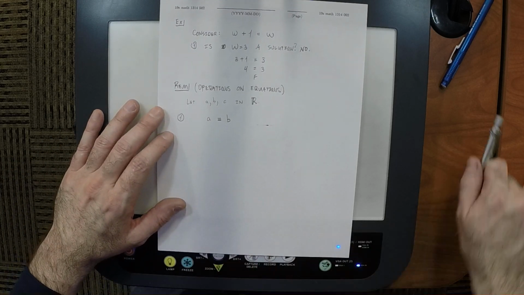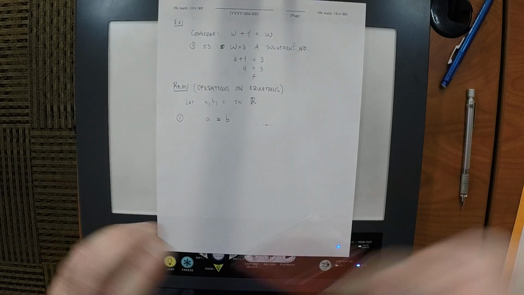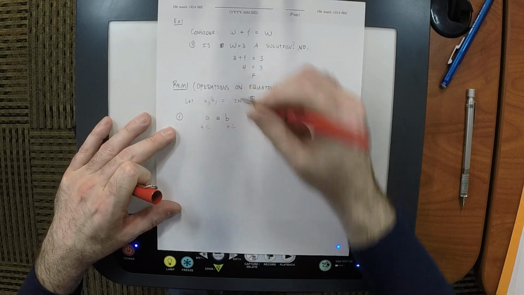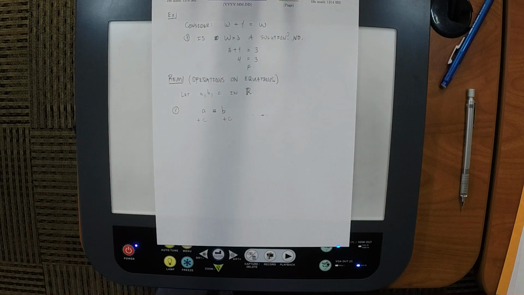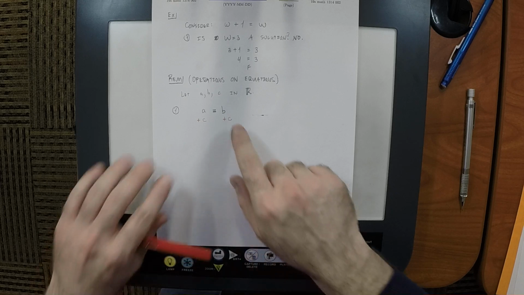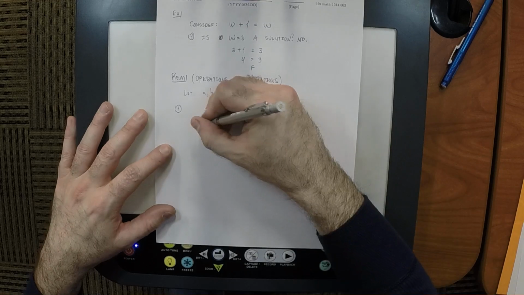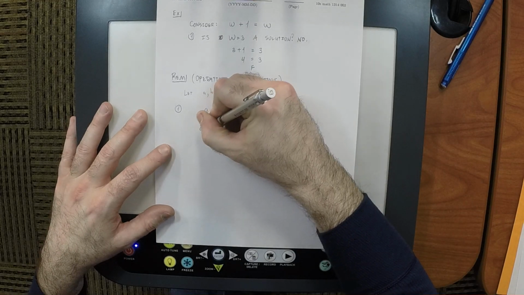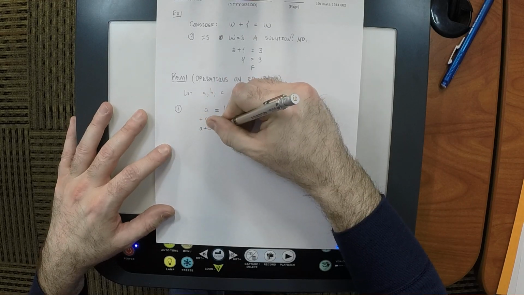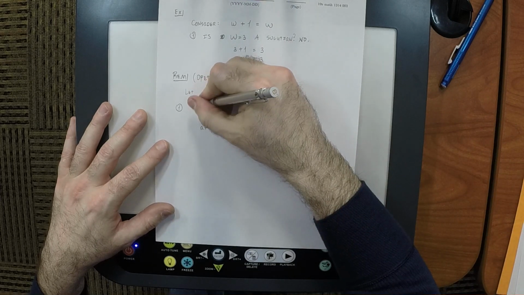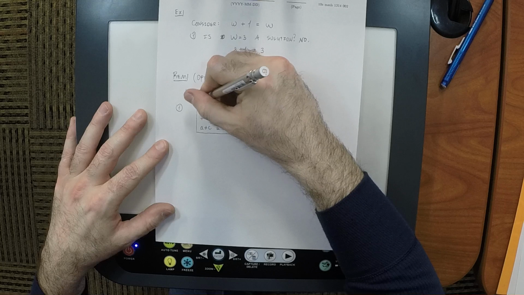So one of the legal moves is that, given an equation, you can add the same number to both sides. But understand that because c is any real number, c could be negative, so this also means you can subtract the same thing from both sides, so that the resulting left-hand side would be a plus c, and the resulting right-hand side would be b plus c. Now, there's a subtlety to this that is easily overlooked.